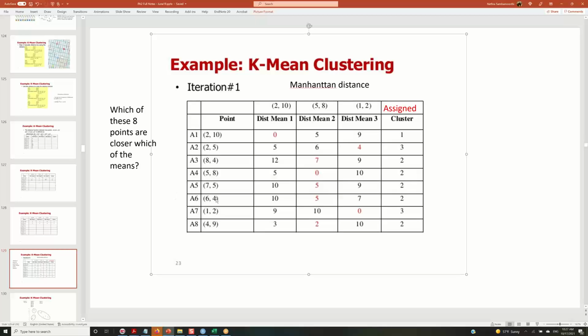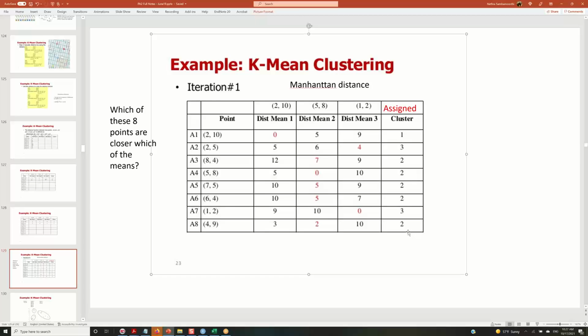6.4 is closest to 2 because the minimum is at 5, so assigned to 2. 1.2 is its own mean, so it doesn't matter. It's a trivial point. Keep it as 3. 4.9 is together with 2 because it's the closest distance. Yes. So these are your assigned clusters now.